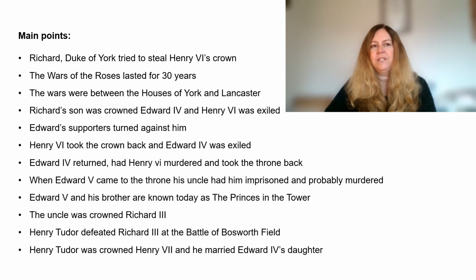Edward IV returned, had Henry VI murdered, and took the crown back. When Edward V came to the throne, his uncle had him imprisoned and probably murdered. Edward V and his brother are today known as the Princes in the Tower. The uncle was crowned Richard III. Henry Tudor defeated Richard III at the Battle of Bosworth Field. Henry Tudor was crowned Henry VII, and he married Edward IV's daughter.